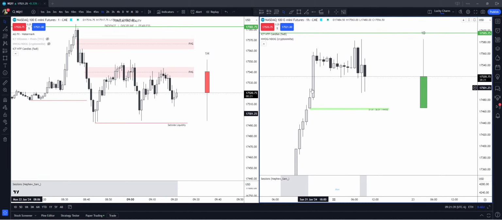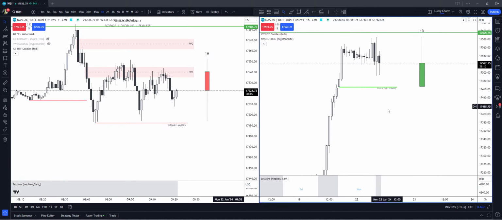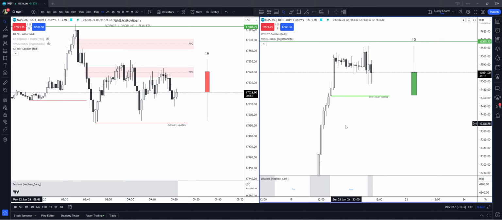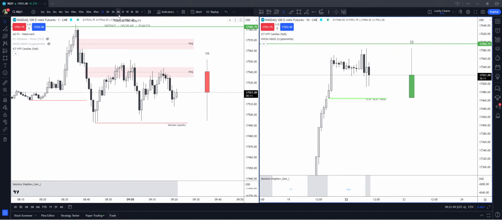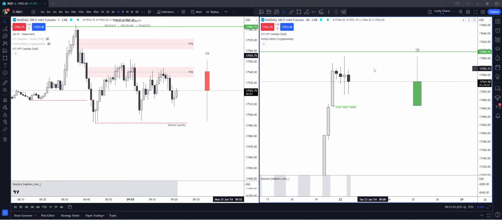If the 1 hour closed beneath this BISI in here, then it may want to close off lower in here and reach for the lower fair value gaps, but that's where I'm just electing to do nothing.